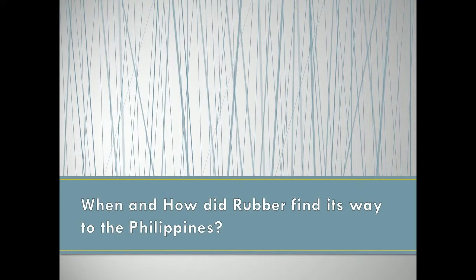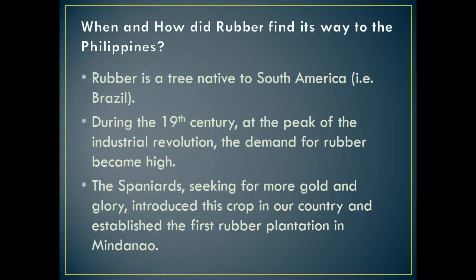When and how did rubber find its way to the Philippines? Rubber is a tree native to South America, that is Brazil. During the 19th century, at the peak of the Industrial Revolution, the demand for rubber became high. The Spaniards, seeking more gold and glory, introduced this crop in our country and established the first rubber plantation in Mindanao.